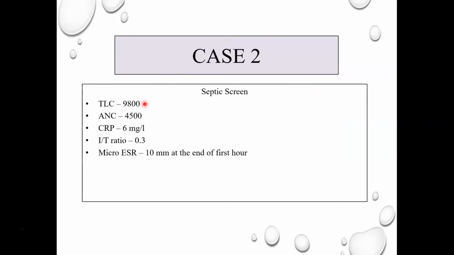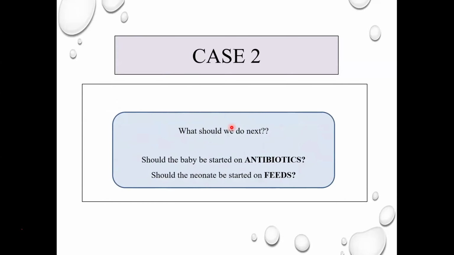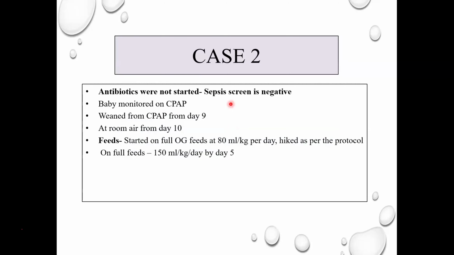Sepsis screen is performed: TLC normal, ANC normal, CRP normal, IT ratio alone positive, micro ESR negative. So only one is positive out of 5, so the sepsis screen is negative. So should we start antibiotics? Should we start feeds? Since the sepsis screen is negative, we can just monitor. In case the baby has any worsening clinical symptoms apart from the respiratory distress, or becomes sick, we may consider it. But at this point of time, it is not required.